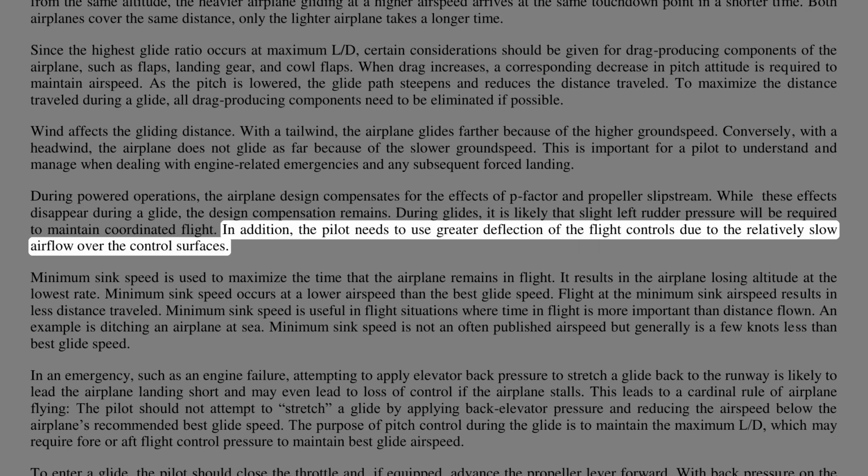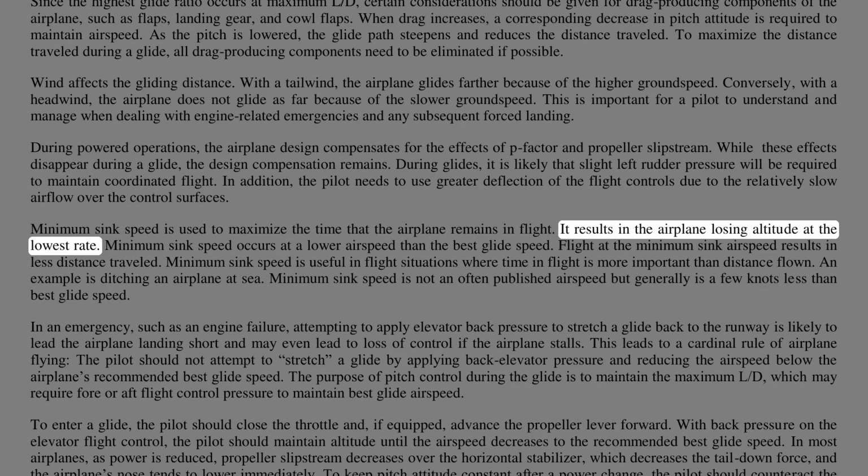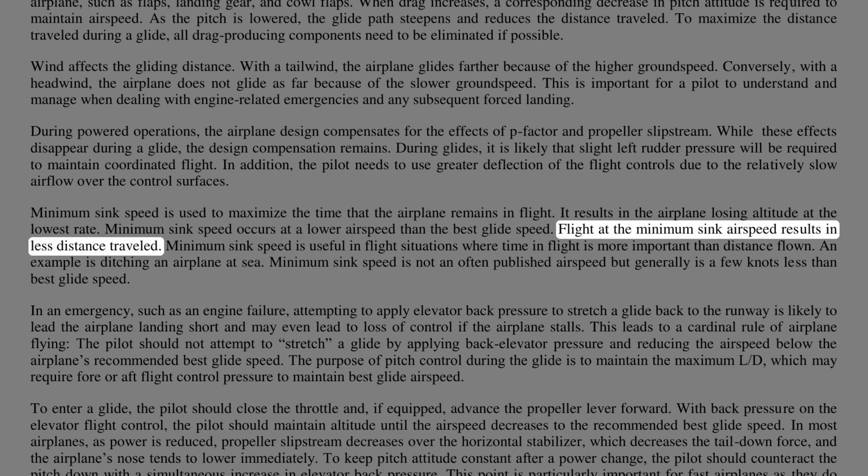In addition, the pilot needs to use greater deflection of the flight controls due to the relatively slow airflow over the control surfaces. Minimum sink speed is used to maximize the time that the airplane remains in flight. It results in the airplane losing altitude at the lowest rate. Minimum sink speed occurs at a lower airspeed than the best glide speed. Flight at the minimum sink airspeed results in less distance traveled.